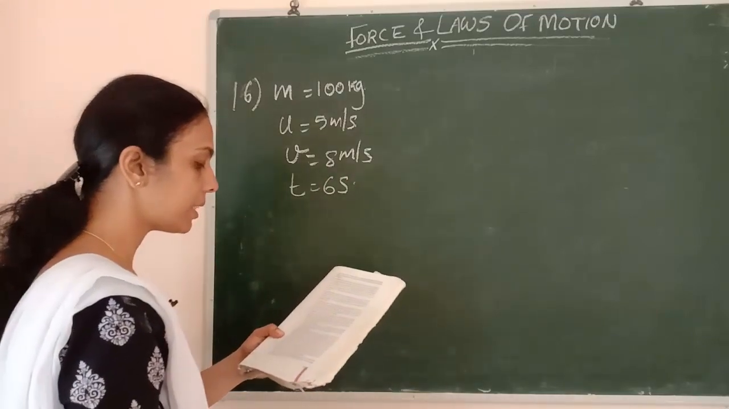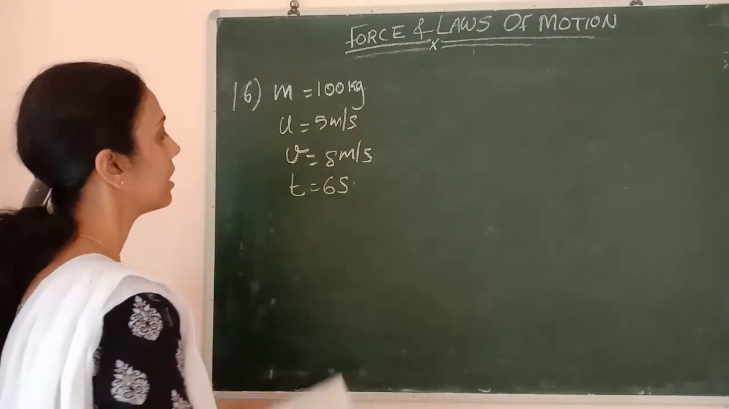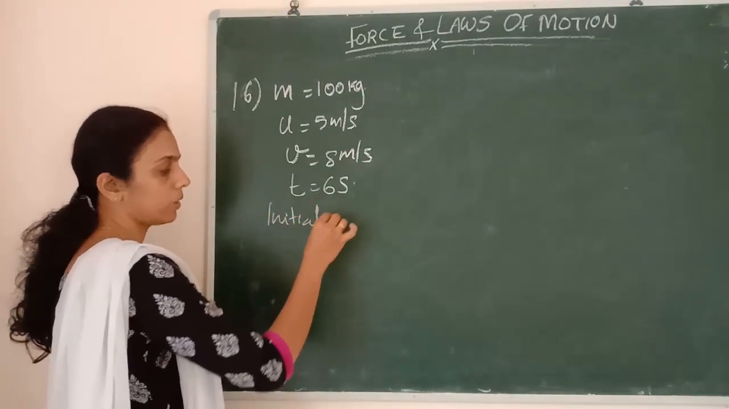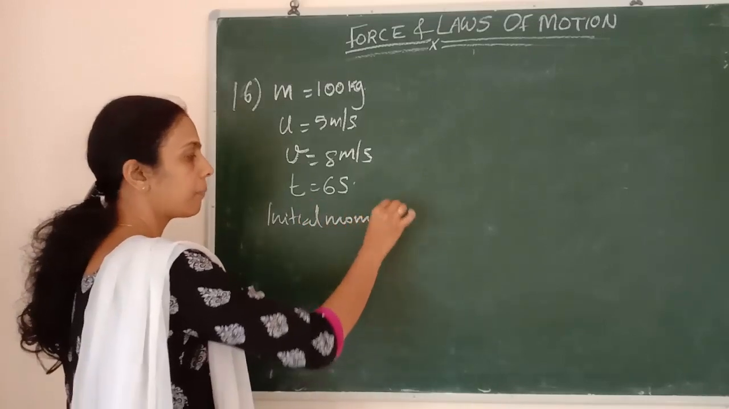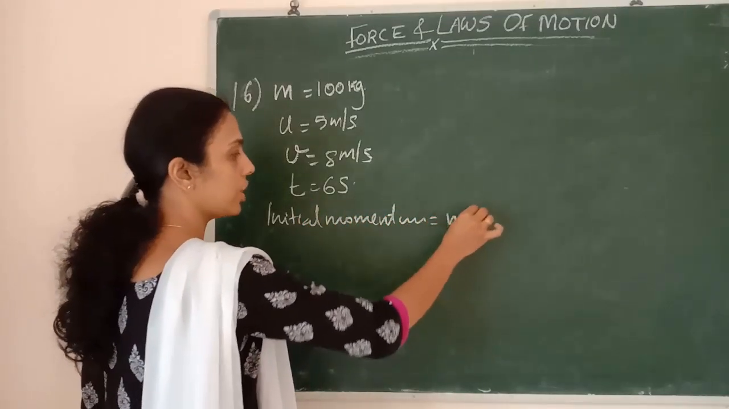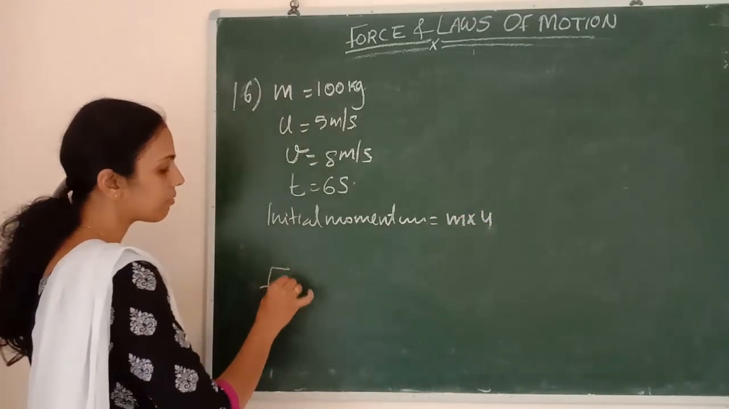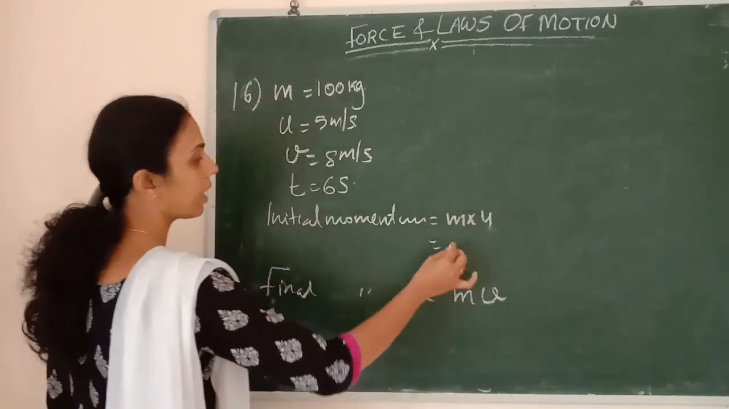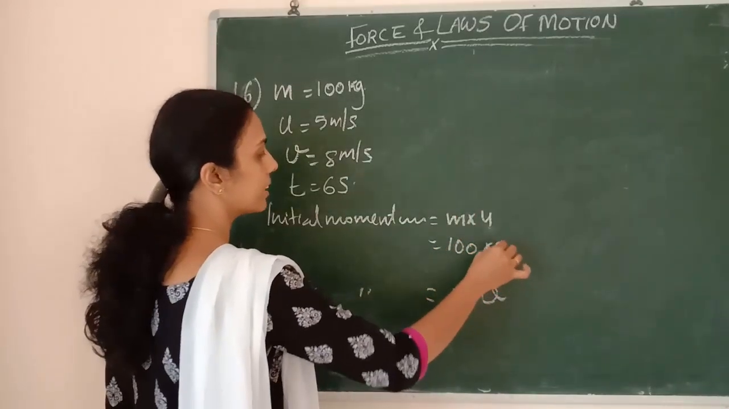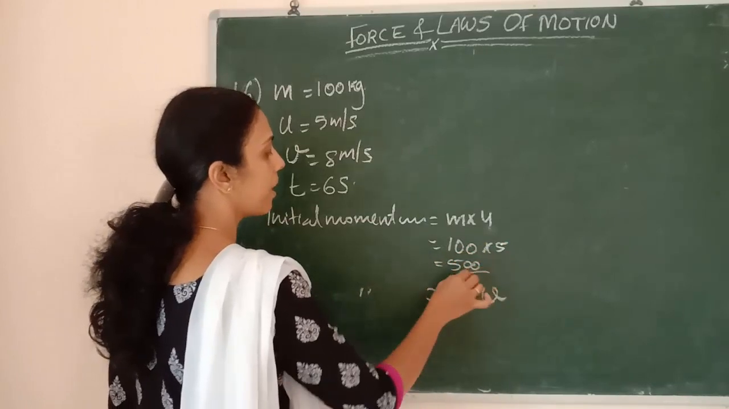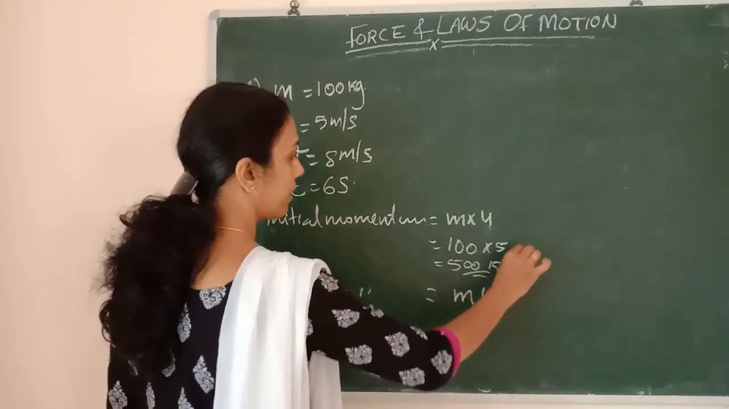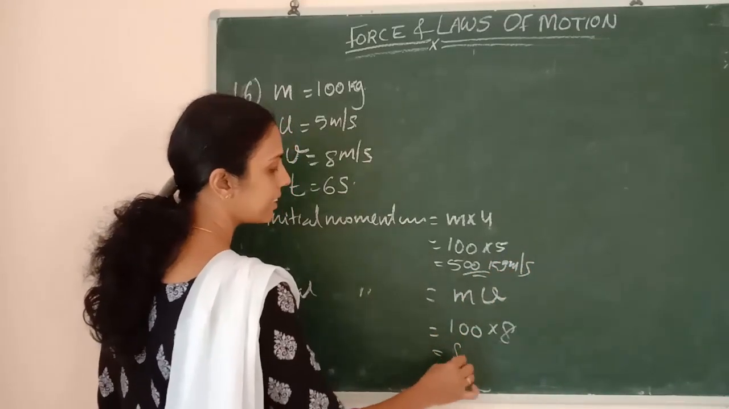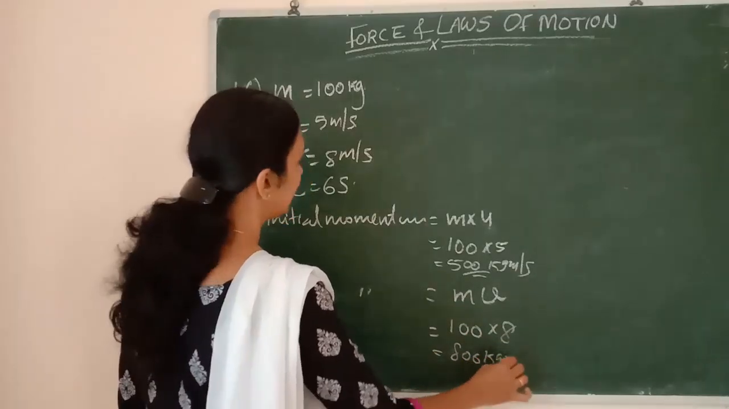Calculate the initial momentum and final momentum of the object. So how can we find out the initial momentum? Mass into initial velocity is initial momentum. In the same way, final momentum will be equal to mass into final velocity. So mass is 100 into 5, that is 500 kilogram meter per second. Then 100 into 8, so it is 800 kilogram meter per second.